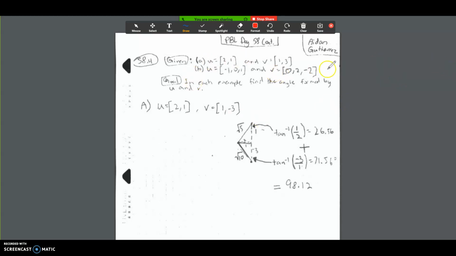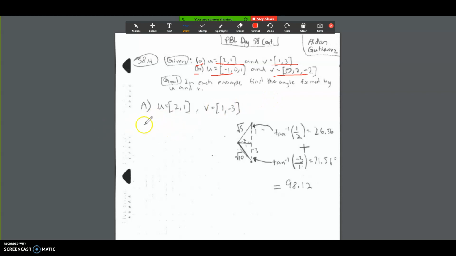The problem started off rather small, given two sections. Section A gave me two vectors, u and v, which are the first initial values. For section B, I had different initial values of u and v, so two different examples. The goal in each example was to find the angle created by u and v, in between u and v, I mean.